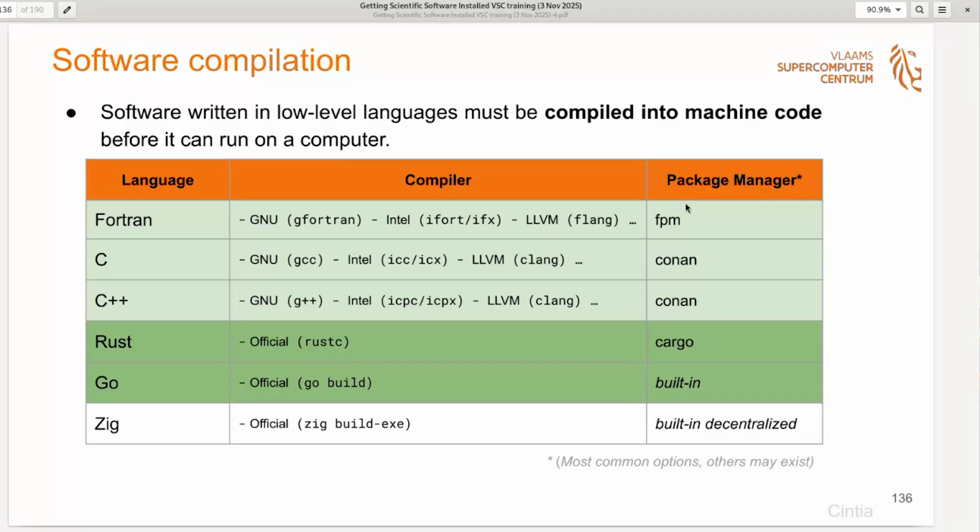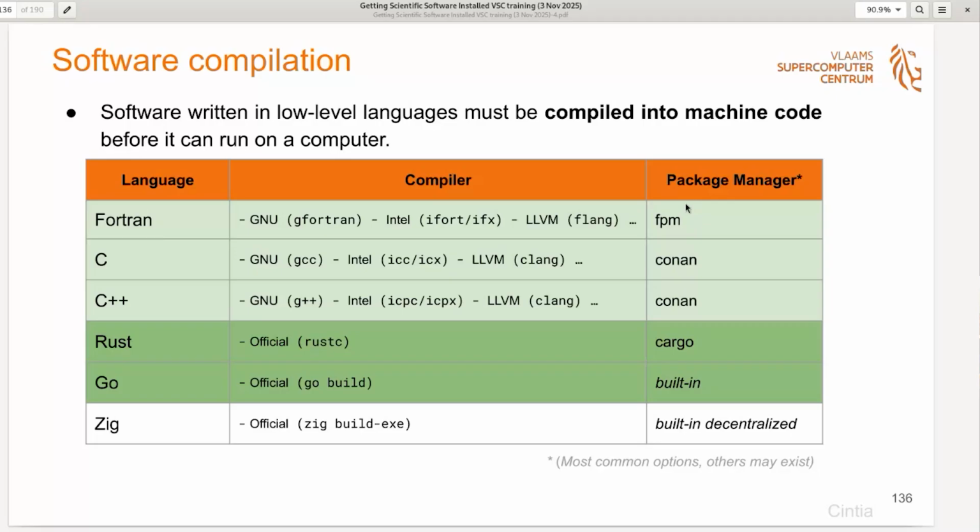So this is a small table that shows you that depending on which language your software is written in, you can use a different compiler to compile your code so it will be understood by a computer. You can do that using a package manager that we mentioned many times at this point. You can also do it manually without a package manager. I'm going to talk about that a bit at the end of this part.